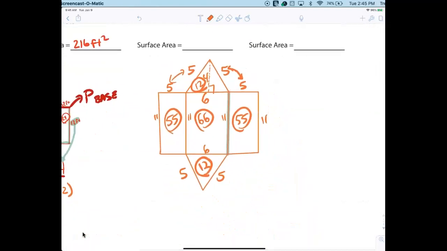Okay, so now add that up. 200. Is that right? Did anybody else get 200? Yes, 200 square yards. Surface area is 200 square yards.